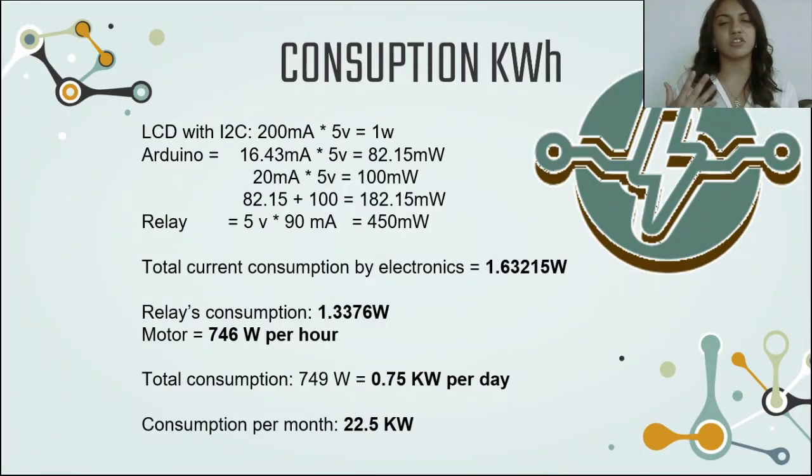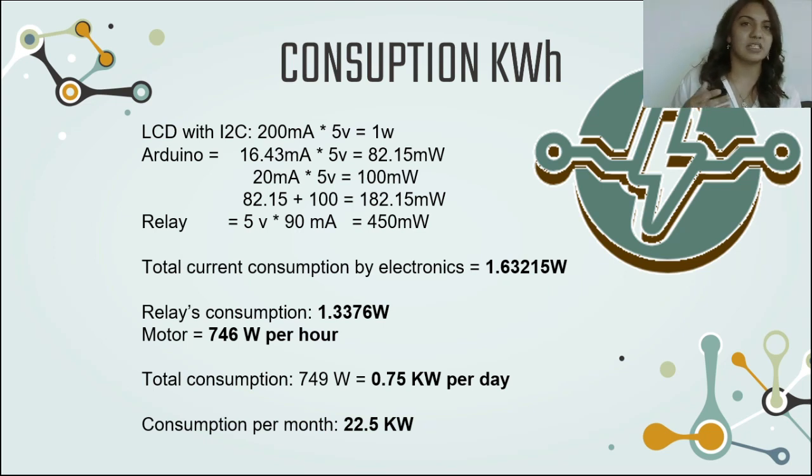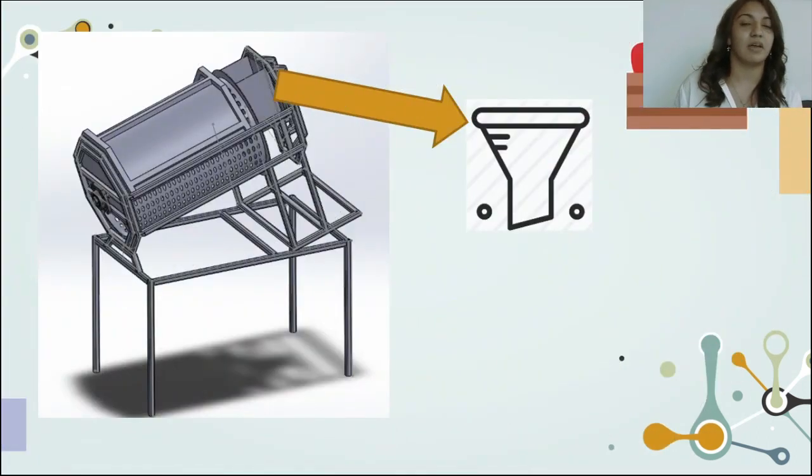Talking about the consumption, as you can see, the consumption of the electronics is not that much. The component that consumes the most is the motor, that consumes 746 watts per hour. So we made some calculations, and the total consumption of the machine per month is 22.5 kilowatts.